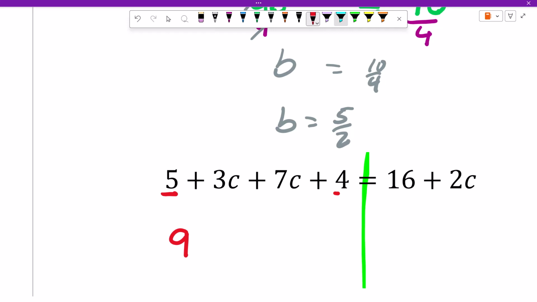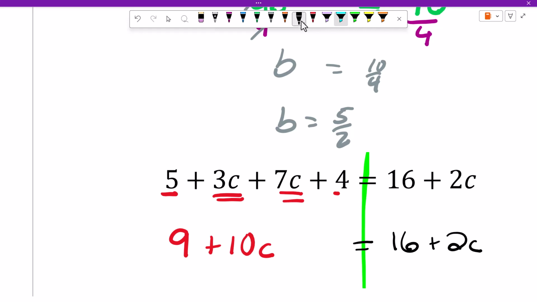We get 9. We collect our C's together. 7 and 3 makes 10. I'm going to do double line. The other side, I said leave it alone. So we're going to write it down as the same. When you're simplifying, you only simplify one side with the other side. You can't take this C from over here and directly move it over here and call it 10 plus 2 gives us 12. It doesn't work.